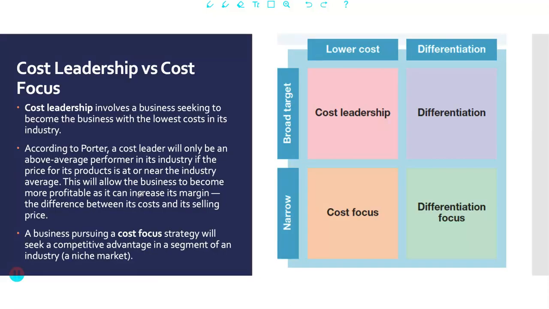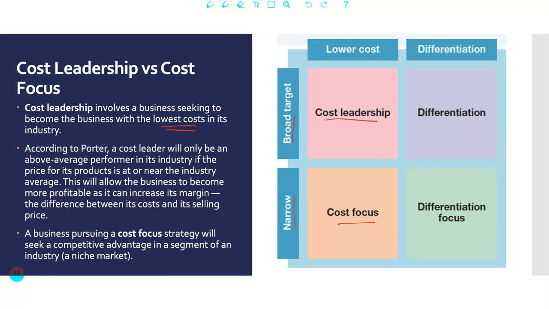Now, there are 2 different types of lower cost strategies. We can adopt cost leadership or cost focus. This will depend on whether the business is going to take a broad approach or a narrow approach. If a business is going to take a cost leadership strategy, this means the business is seeking to become the business with the lowest cost in the industry. They're going to be the leader in costs.